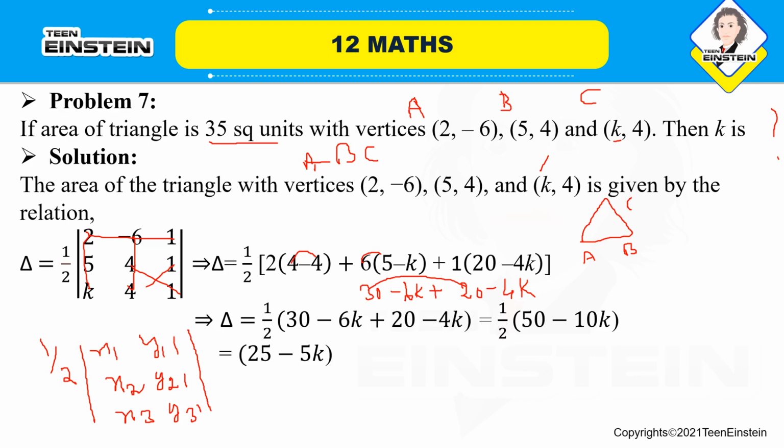Now bring this 1 by 2 inside the bracket. So 50 by 2 minus 10k by 2. Okay. 50 by 2 is 25. 10k by 2 is 5k. So what you are getting is 25 minus 5k. Okay.